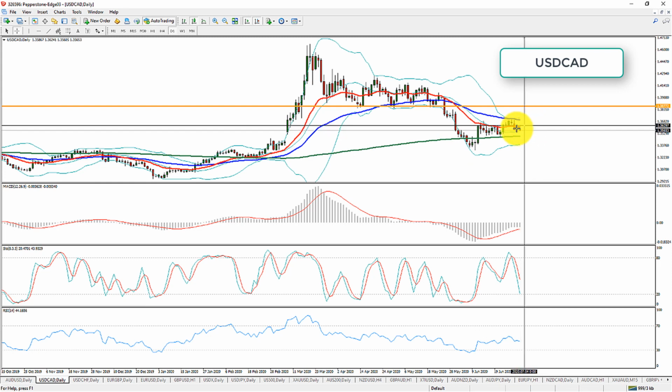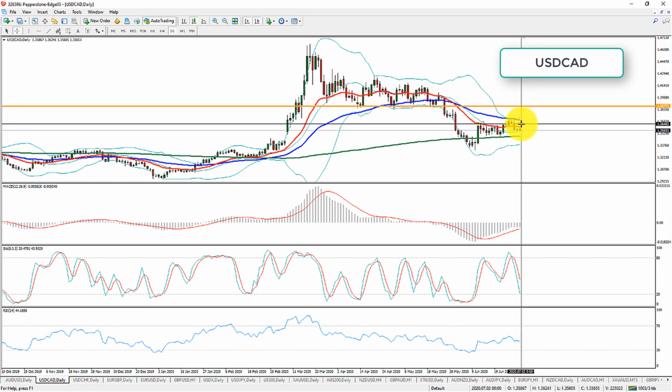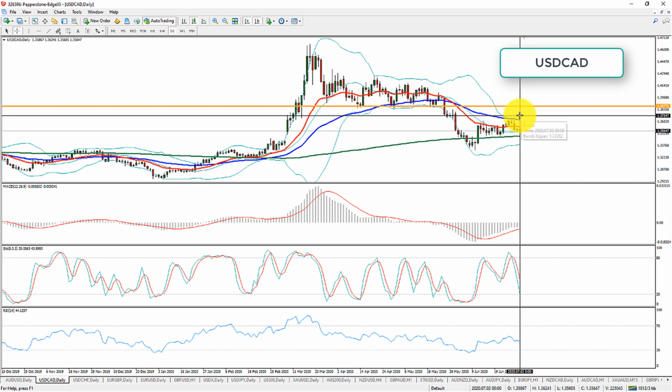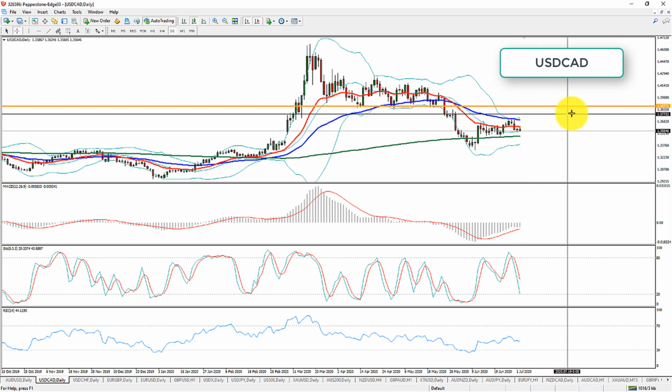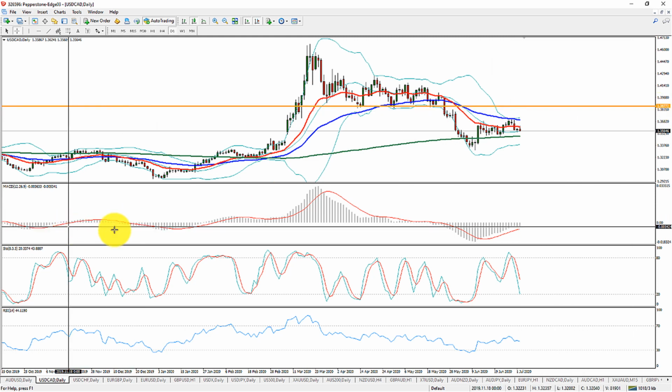See next week what happens, but we do need to close above this 20 at the very least to consider taking it long again. But ideally, it needs to get up here, break the 50 and the top of the Bollinger Band, and close to a new high. If it does that, it should be smooth sailing to about 138.80.